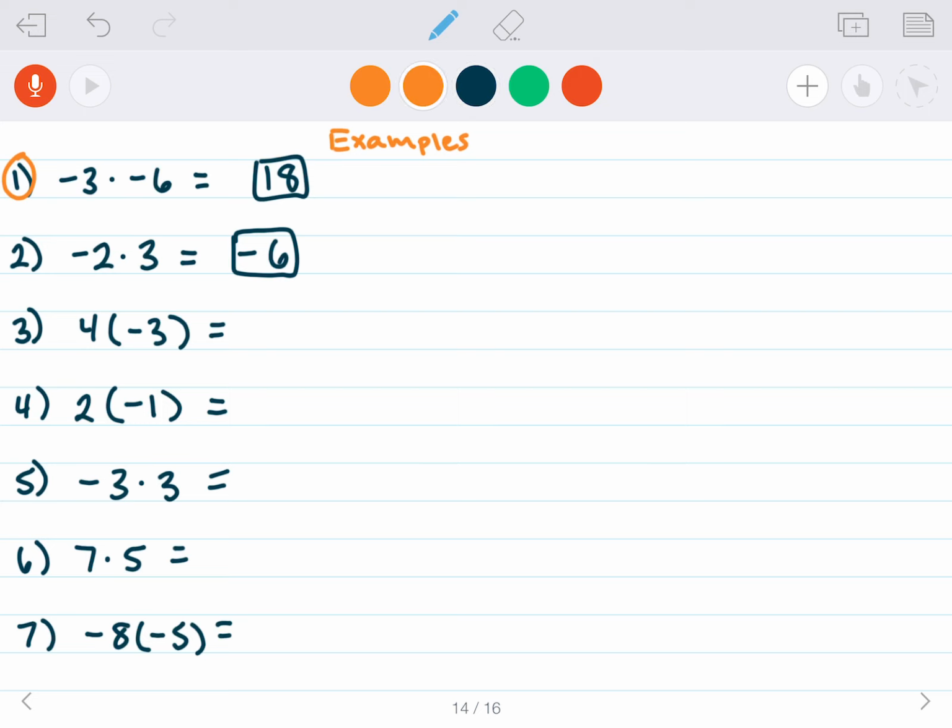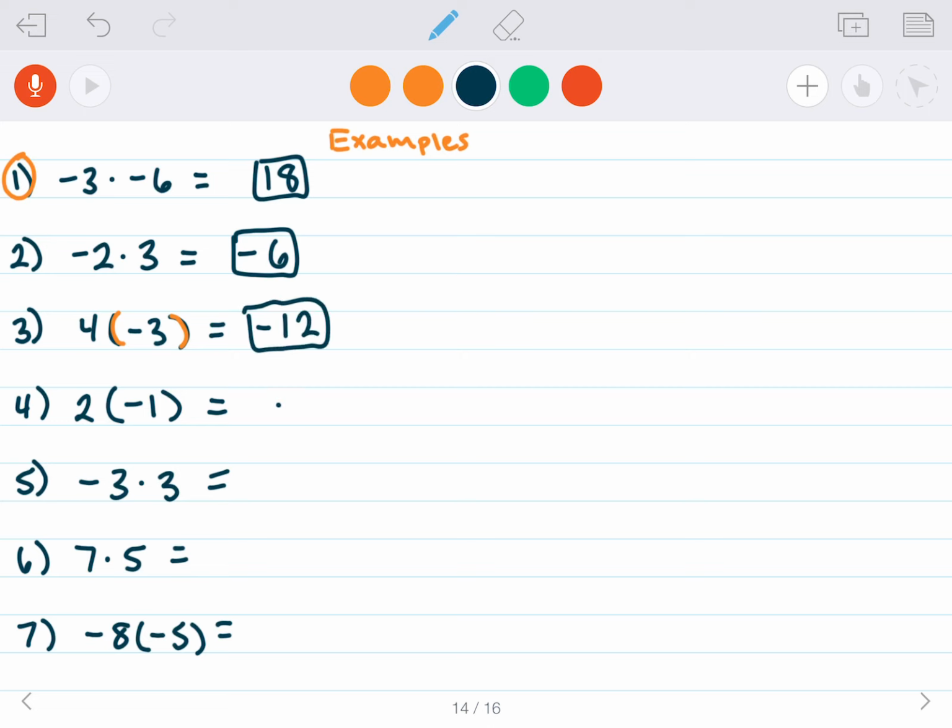Now, if you see something like this, this isn't subtraction. If you have a parentheses grouped around a number like this with no sign between the number on the outside and the parentheses, this means multiplication. Okay, so this is 4 times negative 3. That's going to be negative 12. A positive times a negative is negative.